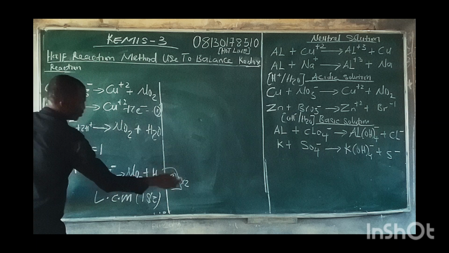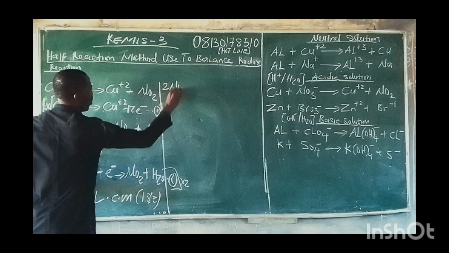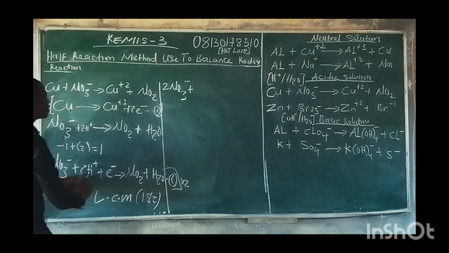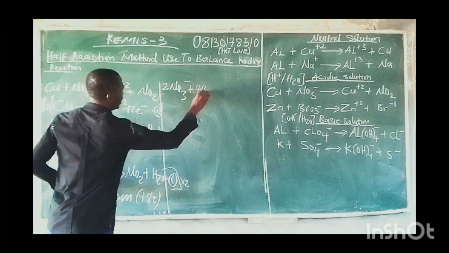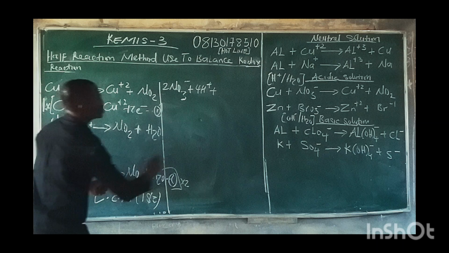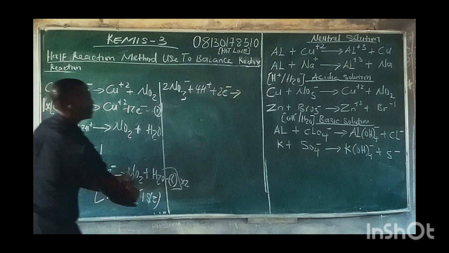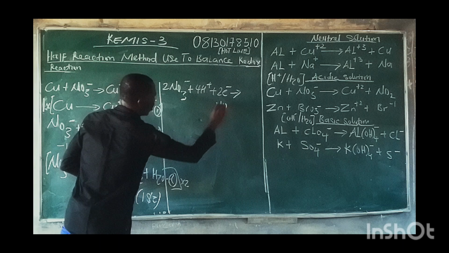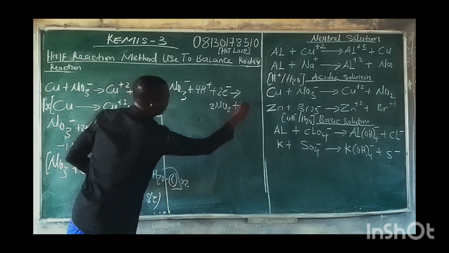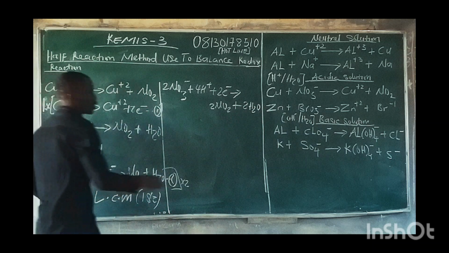You see that? That is 2. Now, if I say 2 times this, it's going to give me 2NO3 minus, plus 2 times this is going to give me 4H plus, plus 2 times 1 electron is going to give me 2 electrons, and then 2 times this is going to give me NO2, plus 2 times water is going to give me 2H2O. Now, if I've done this, let me call this equation 3.